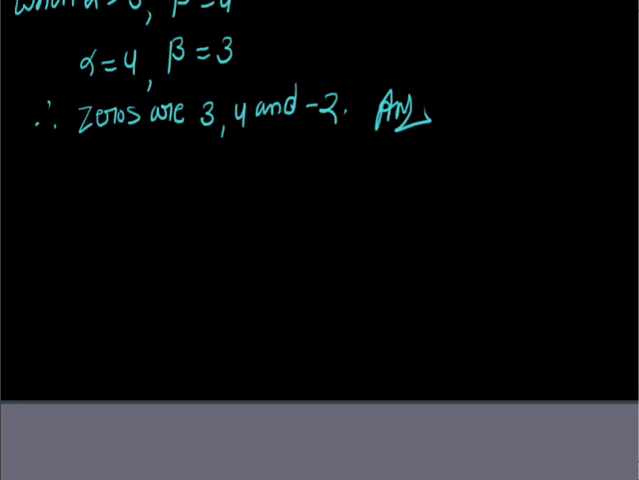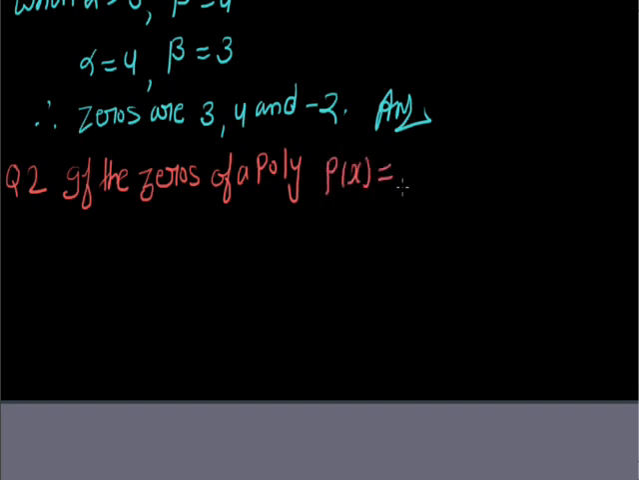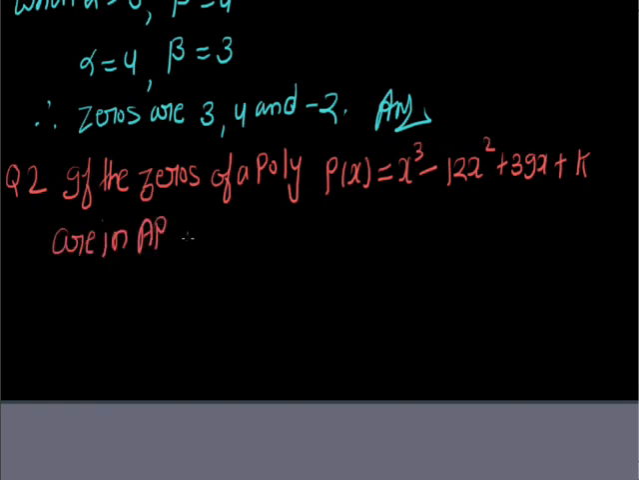We come to the next problem, that is the second question. We are given: if the zeros of a polynomial p of x is equal to x cube minus 12x square plus 39x plus k are in AP, then find the value of k.